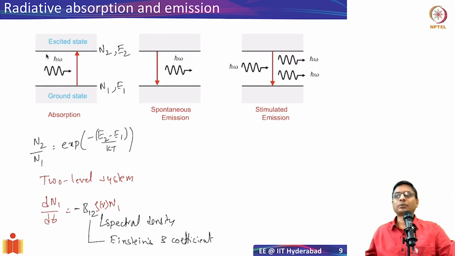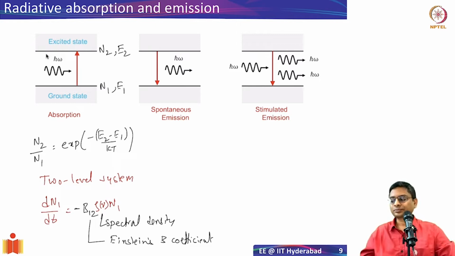And of course there's a negative sign, because as you have more and more photons incident, the population of N1 reduces, so there should be a minus here. So this is the first equation that happens when you have the absorption process. Essentially, a photon is exciting an electron from the ground state to the excited state.